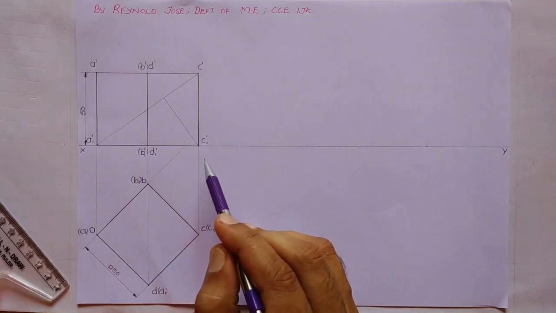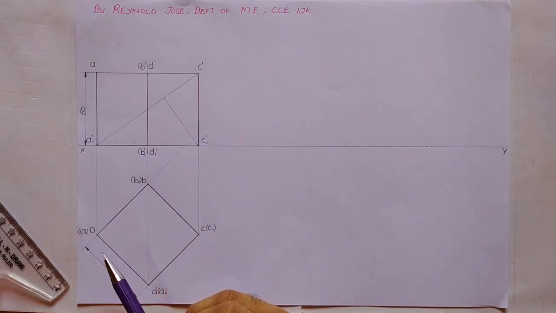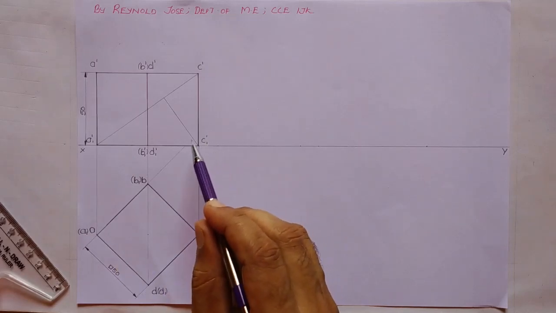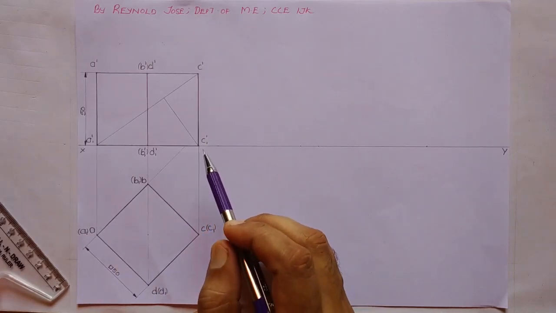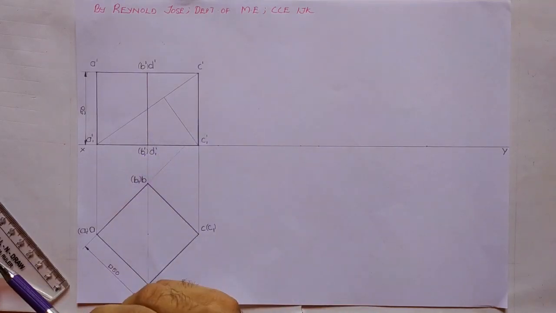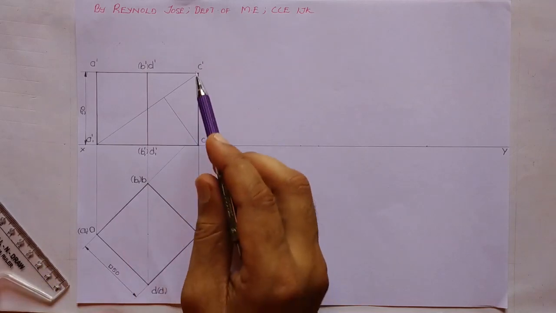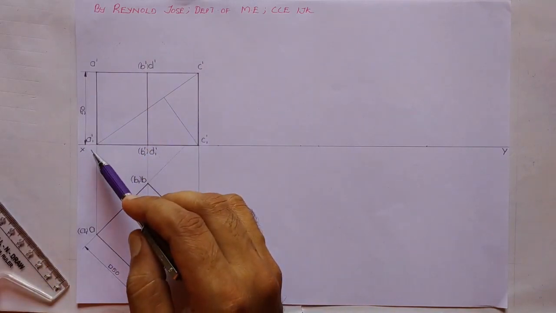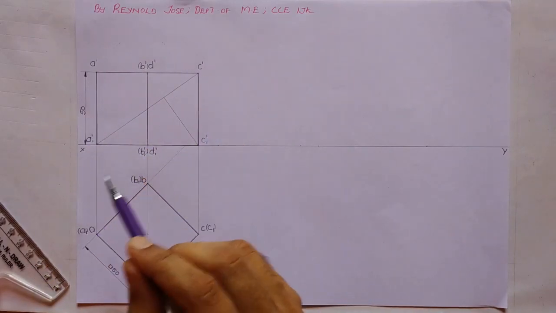So what is the speciality of C1 dash? We are going to tilt the solid to the right hand side. So in effect, the solid will be resting on C1 dash. So that is why I have joined C1 dash and the body diagonal.